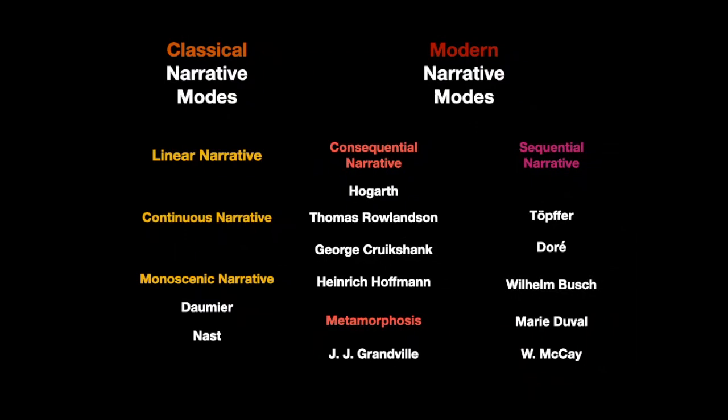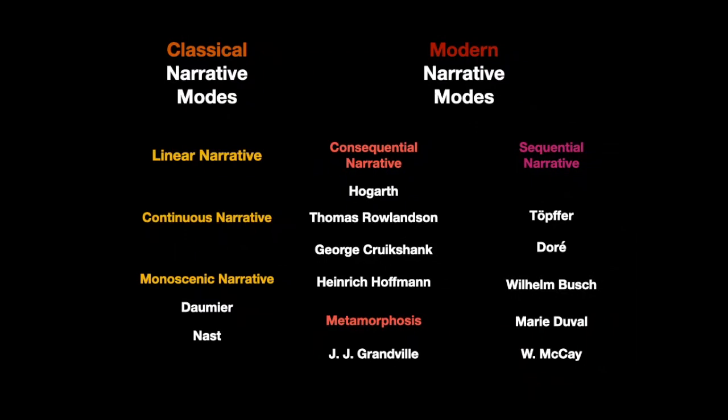To begin with, in ancient times, we have certain kinds of narrative modes that were very common. They were the linear narrative. That's where you have a series of pictures that are telling a story, one picture after another. We have a continuous narrative. We have a long strip of pictures with repeated characters telling a story. And then you have the monoscenic narrative, where you have the single picture, a picture that tells the whole story in one picture, sums it all up.